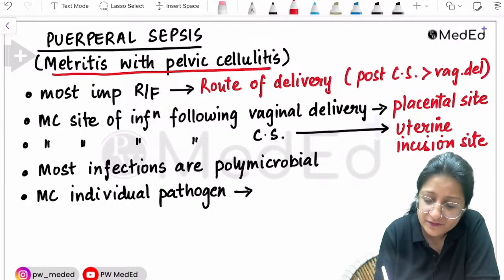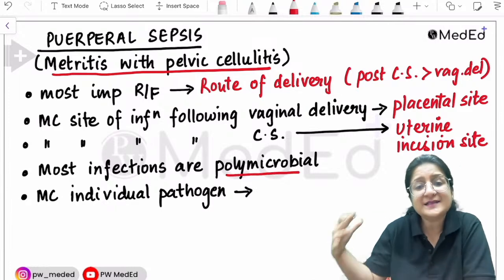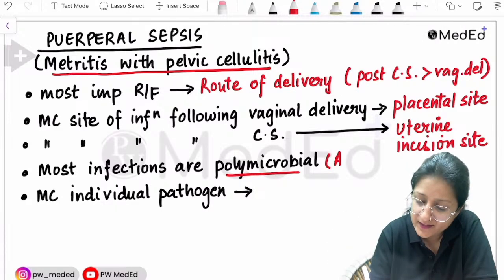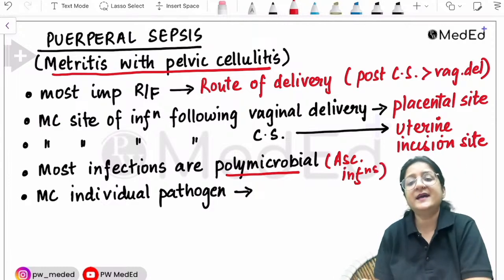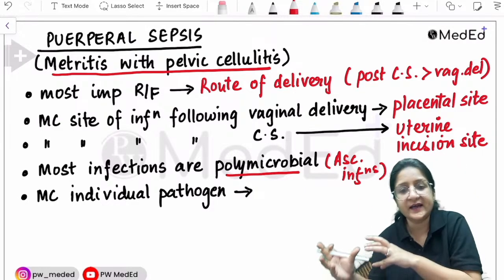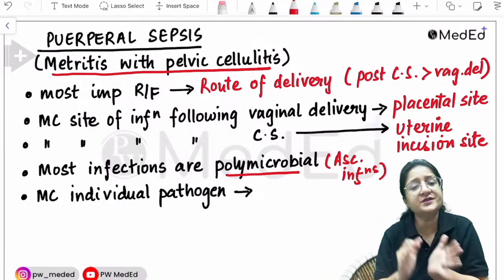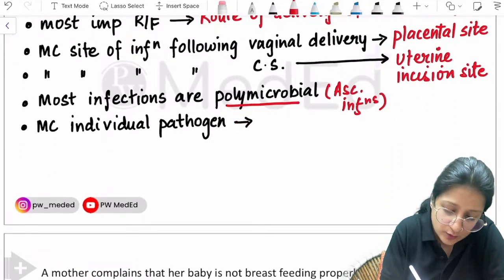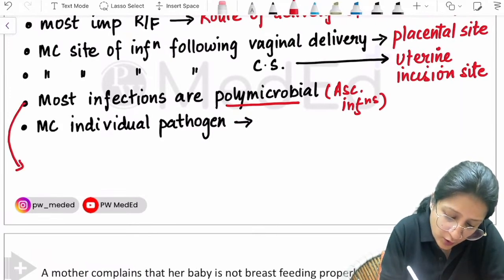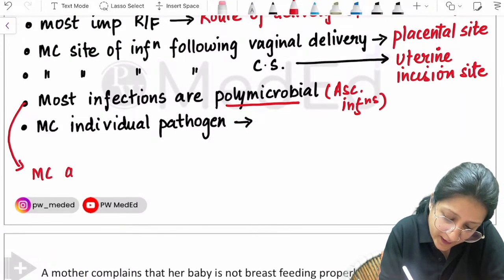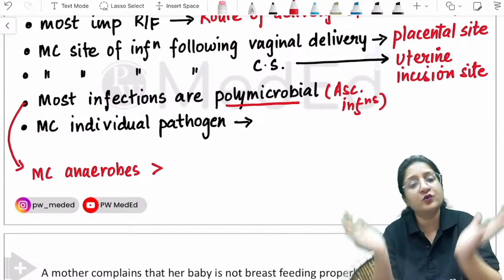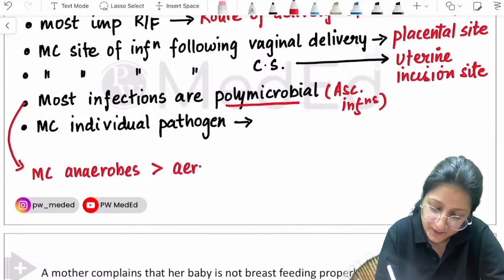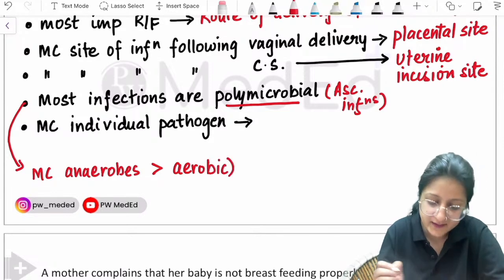Now most of these infections are polymicrobial. They are ascending infections from the organisms that are present in the lower genital tract, right? So most infections are polymicrobial. In the polymicrobial infections also, most commonly they are anaerobes. Anaerobes most common as a group, and then aerobes, then aerobic bacteria.